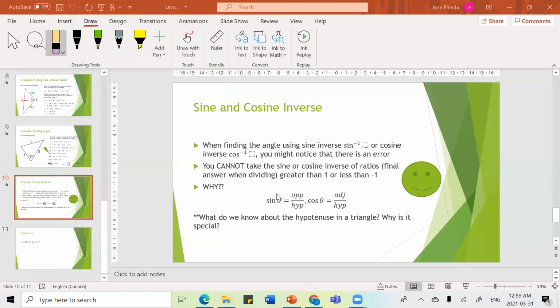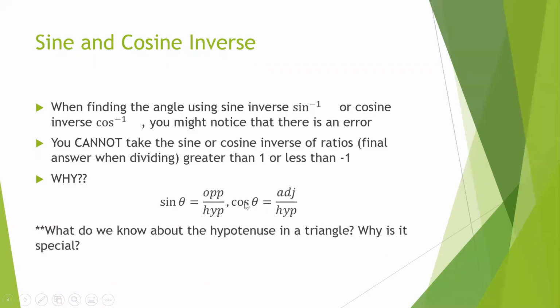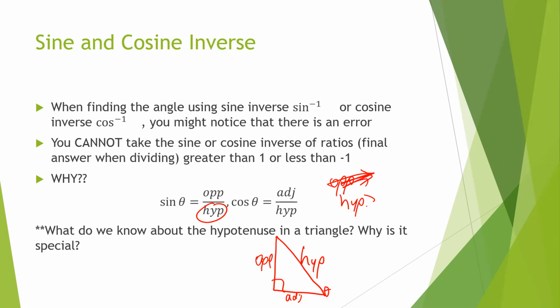What does that mean? The reason we're not allowed to do that goes back to what the sine ratio and the cosine ratio tell us. The sine ratio is opposite over hypotenuse. The cosine ratio compares the adjacent side with the hypotenuse. What do we know about the hypotenuse of a right triangle? Well, the hypotenuse is very special because it is always the largest side of the triangle. So if this is my reference angle, here's my opposite side, here's my adjacent side, the hypotenuse will always be greater than the opposite side, regardless of the reference angle, and will always be greater than the adjacent side as well.